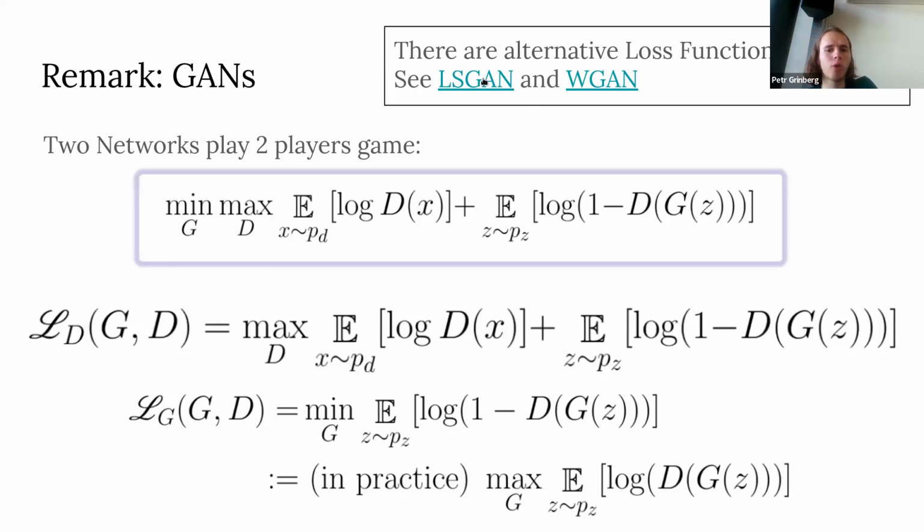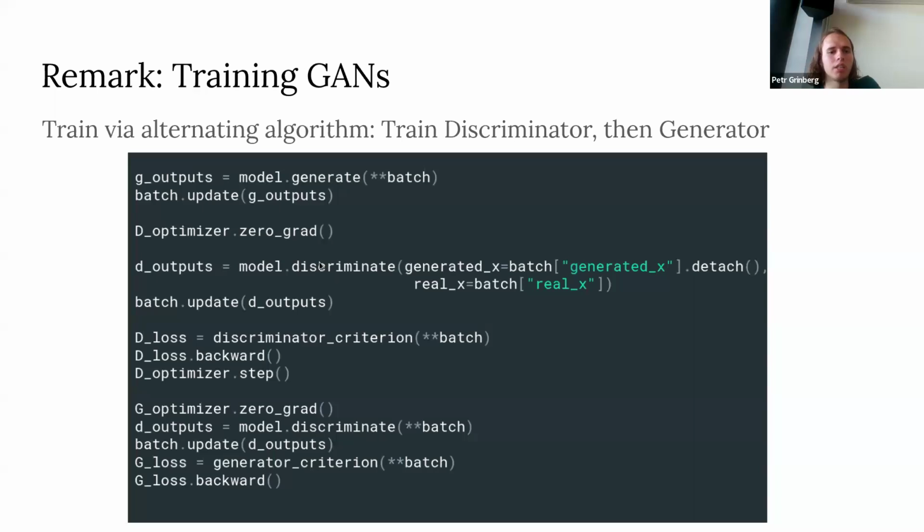You can go through these links at home and check what the losses are. To actually train your GAN, you need an alternating algorithm. You need to train the discriminator first, then update the generator, then update the discriminator, and so on. As I say, they will train each other.